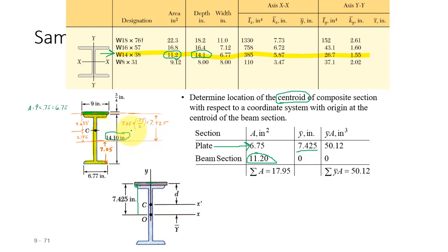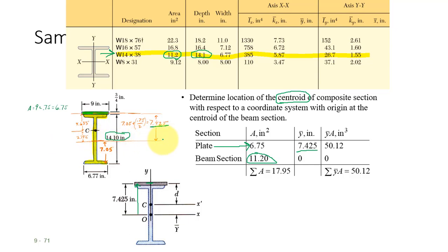So divide it by 2, and you get 7.05, and then we're going to go from the center of that beam to the center of that rectangle. So we're adding half of that 3/4 inch onto it, and now we have this distance from the center of the plate to the centroid of the beam.